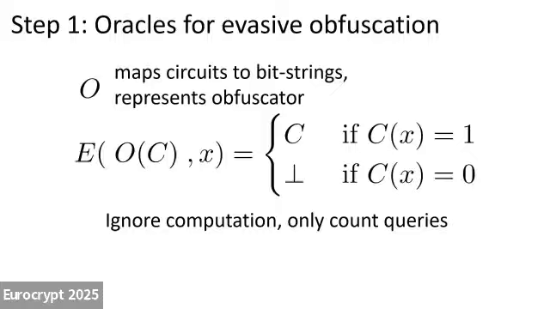It's basically an oracle that provides obfuscation for you, except we have to be a little careful, because the natural way of providing an oracle that gives you obfuscation actually would give you public key quantum money. So what does our oracle do? We have an oracle O that maps circuits to bit strings, which represent the actual obfuscator. And then we have a second oracle, an evaluation oracle: you take an obfuscation of a circuit C and an input X, and it just tells you whether C of X is 0 or 1.